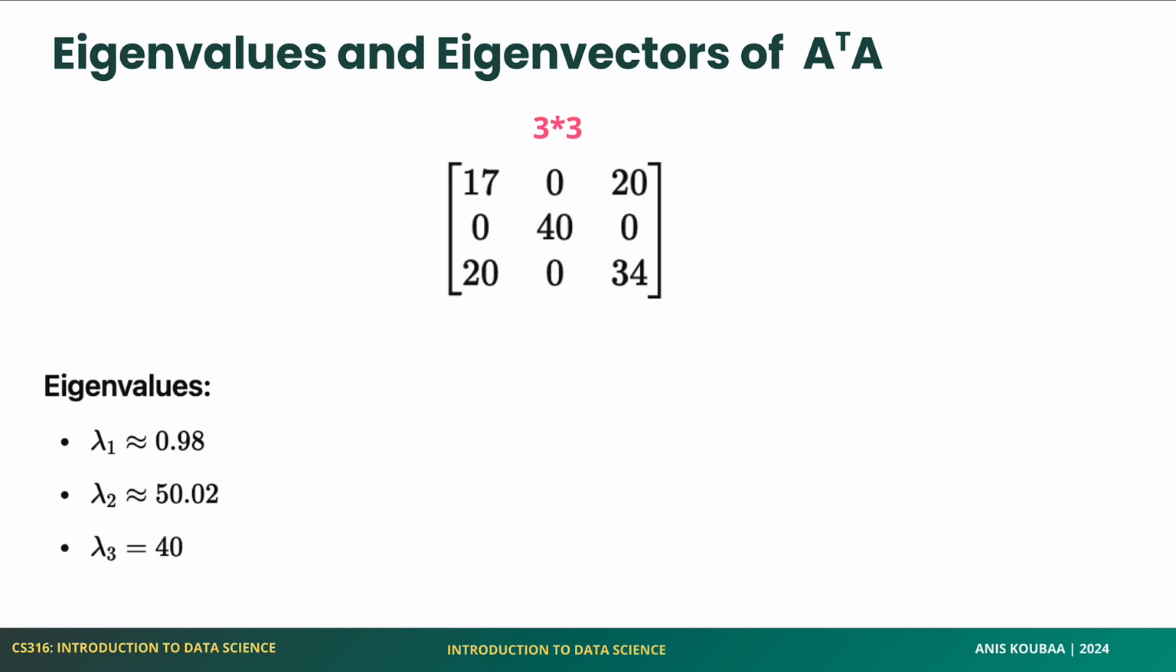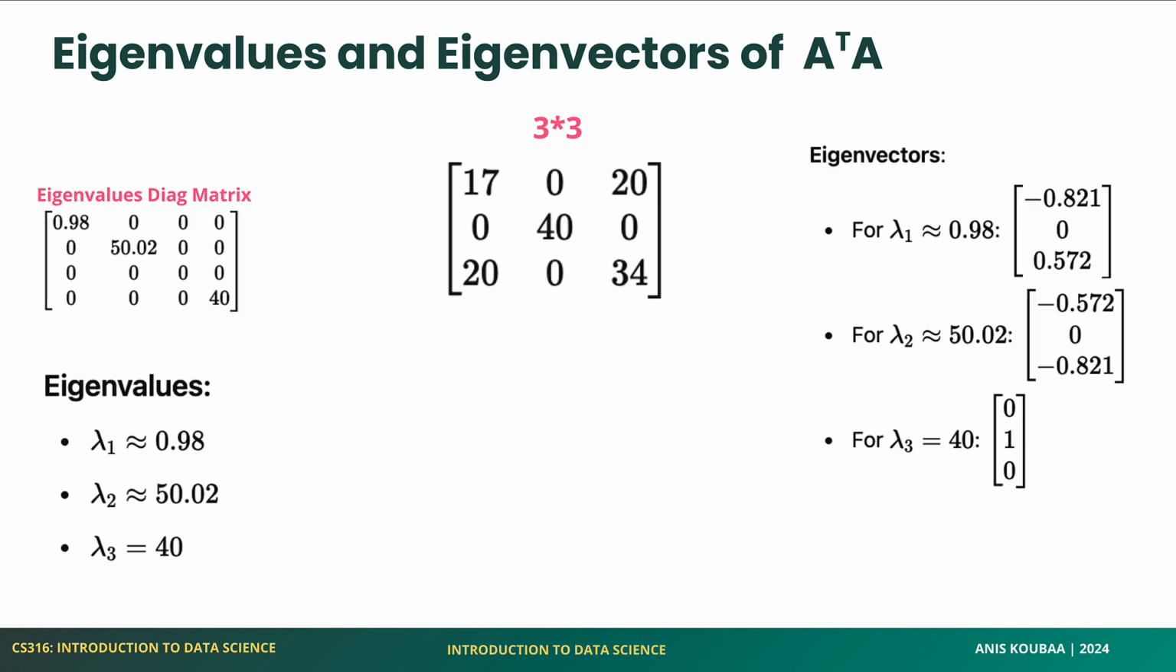Now calculating the eigenvalues of this matrix, we will find 0.98, 50.02, and 40. What do you observe here? The same that we have found before. So you can see, although we have changed completely the matrix, we found the same eigenvalues. It's kind of magic, right? So these eigenvalues are like a property of the original matrix A, although they are not derived directly from A. They are derived by the calculation of A multiplied by A transpose. And of course, we will have corresponding eigenvectors.